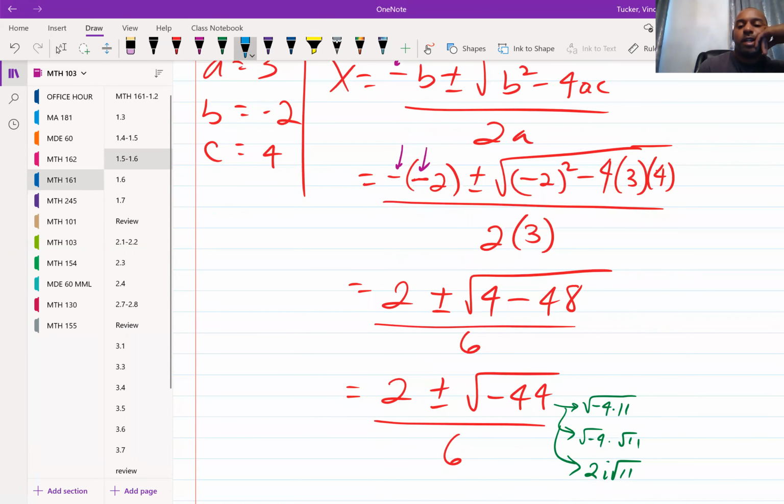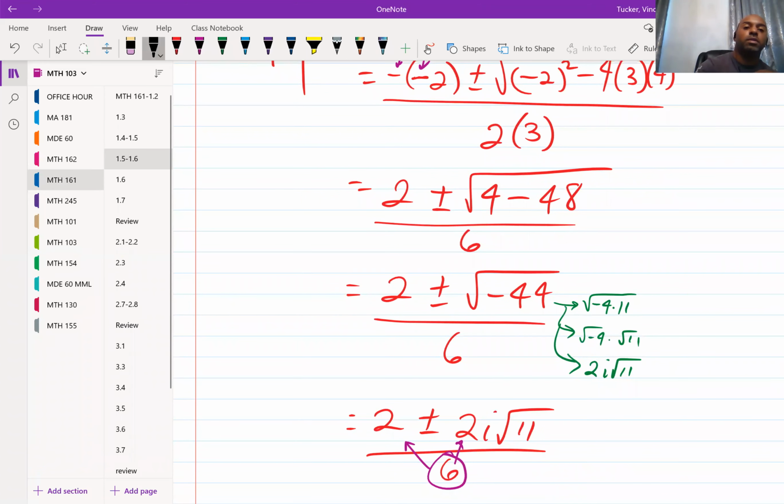4 minus 48, square root of negative 44. Then in the green, you see I have the breakdown of the square root of negative 44. So we take the square root of what we can take the square root of, and leave what's left over in the radical. So break it up into negative 4 times 11. Take the square root of negative 4, which is 2i, and leave the 11 under the radical. So that goes to here. So now we have 2 plus or minus 2i square root of 11 over 6.